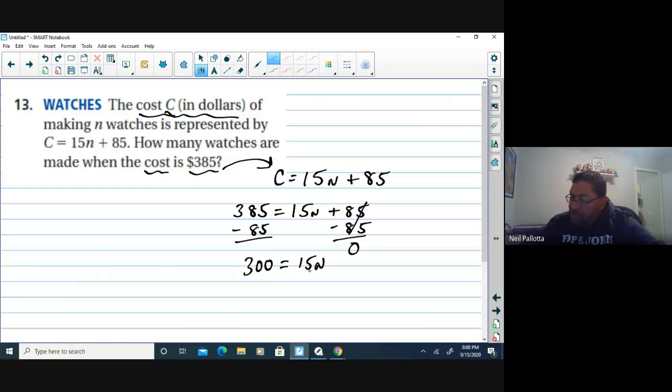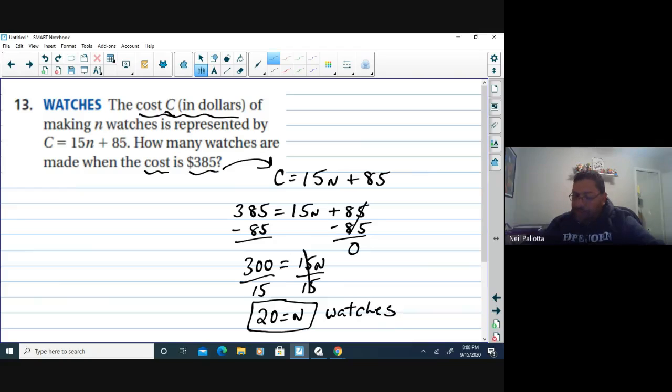And then we do the inverse of this multiplication, which is division. So we're going to divide both sides by 15. They cancel on the right side. 300 divided by 15 is going to be equal to 20. So how many watches are made when the cost is $385? The answer is 20, and those would be watches. All right.